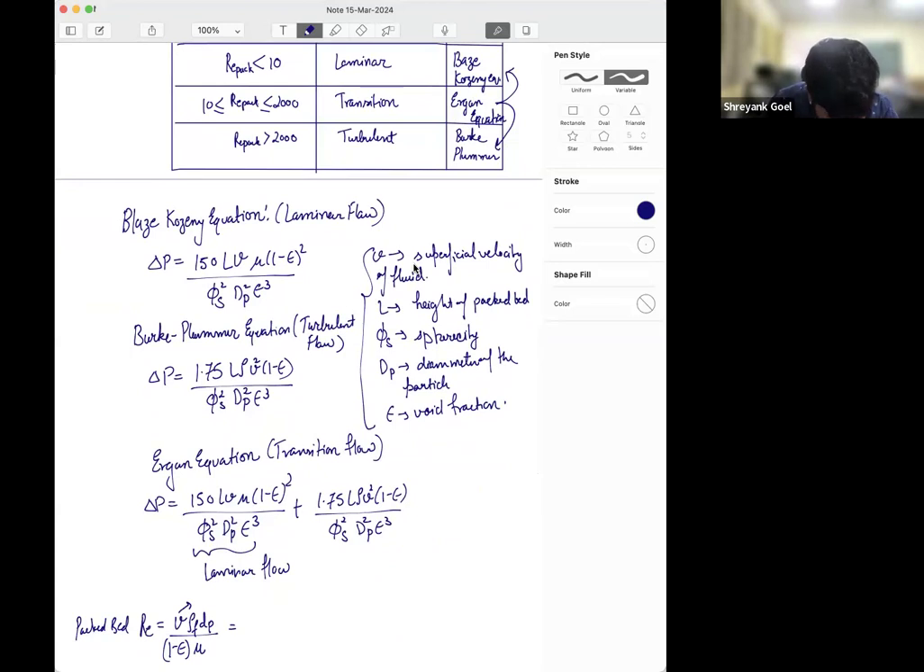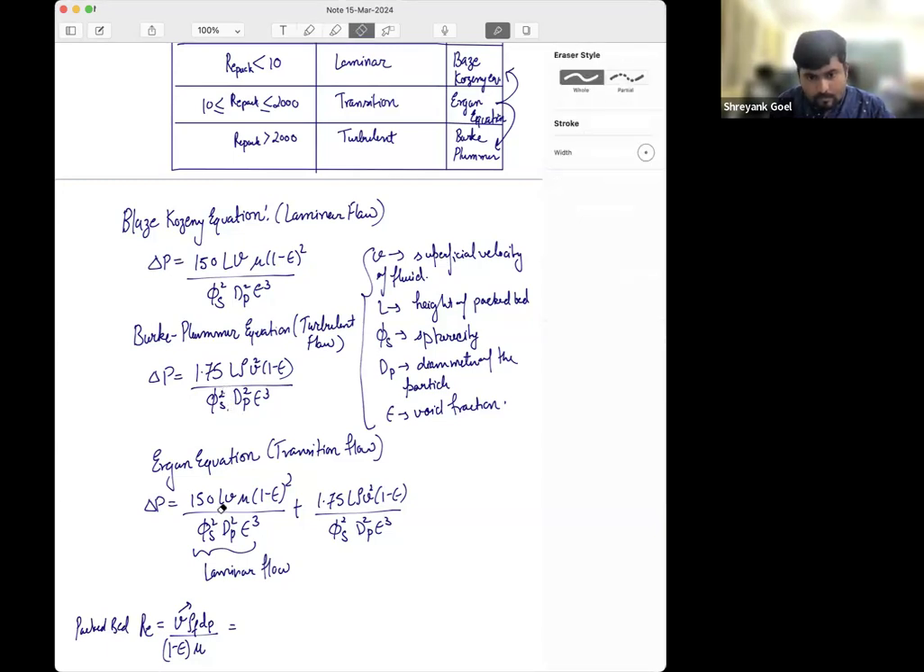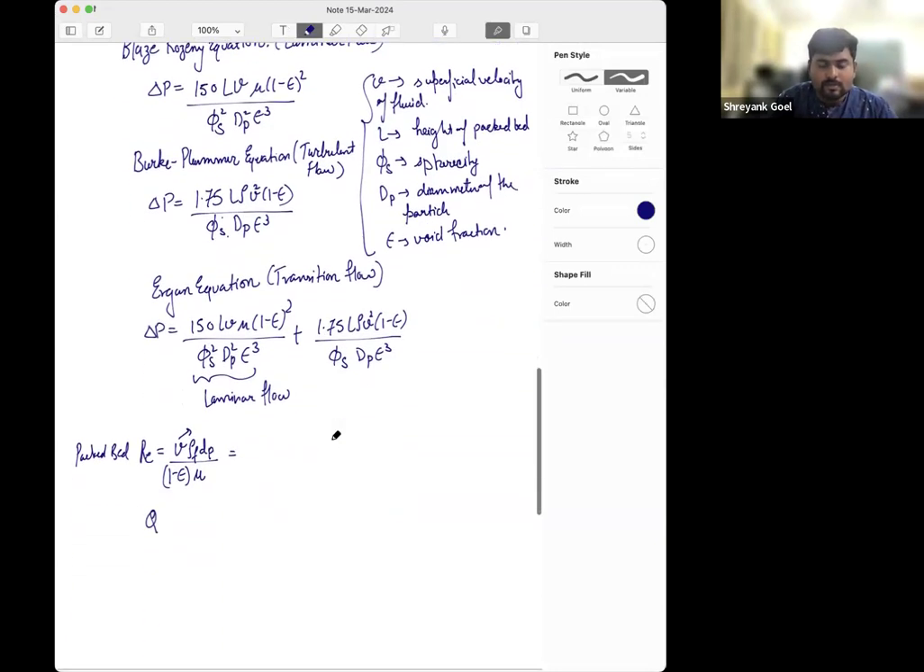Let me check again. 1.75 rho u squared L into 1 minus epsilon divided by epsilon cubed into dp into phi s. Yeah, correct. Okay, yeah, that's correct. Thanks.